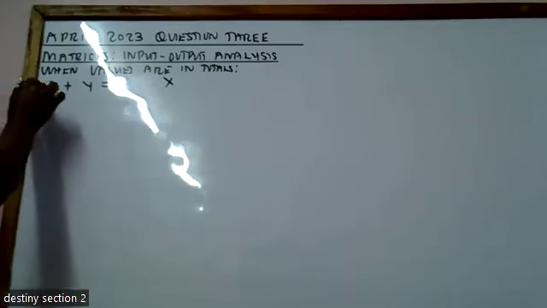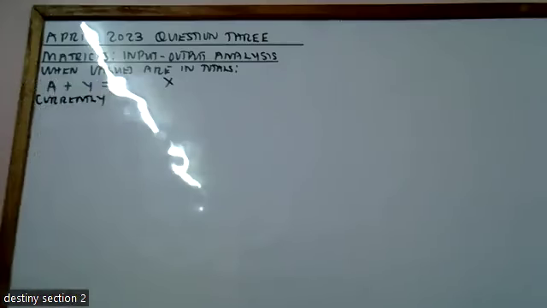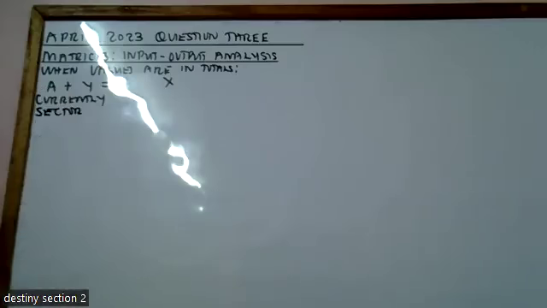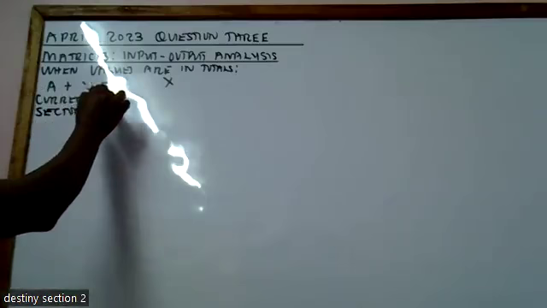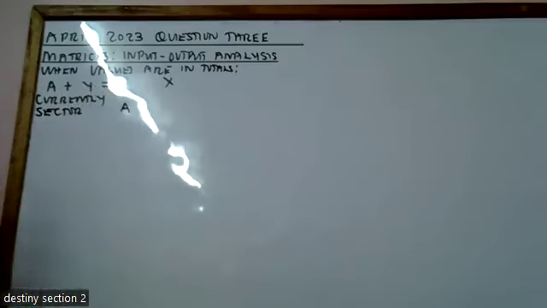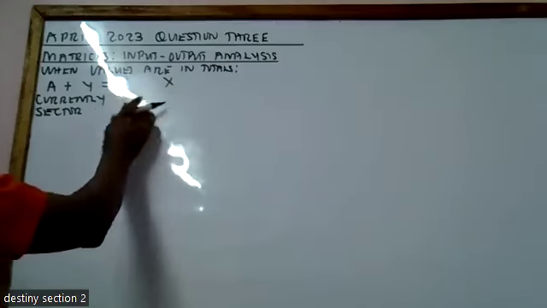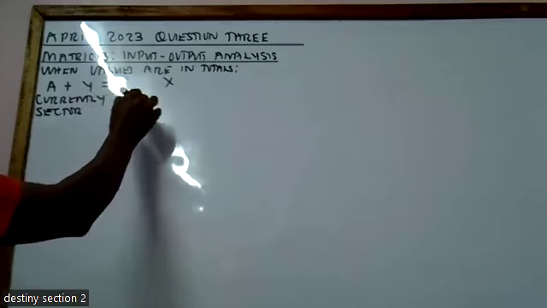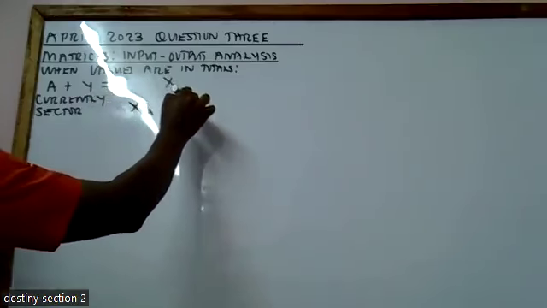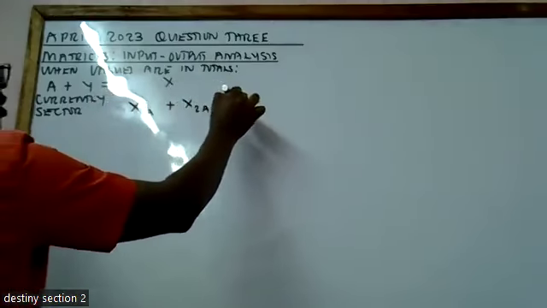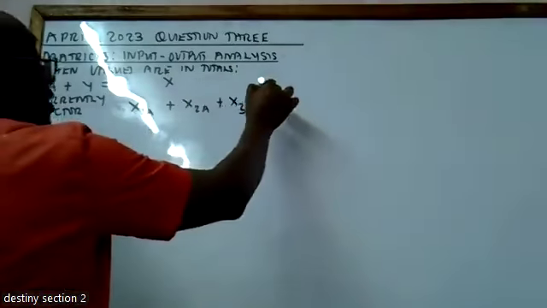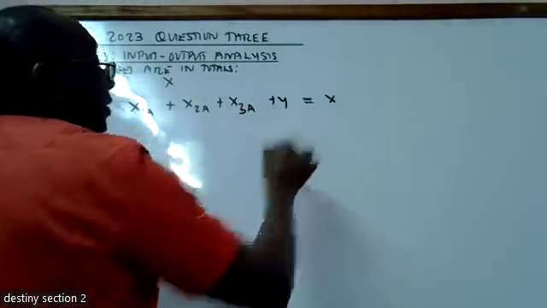Now, we will have a sector here. Then we have the A's: X1A plus X2A plus X3A, those are representing the A's, plus Y, that will give us X, the output.